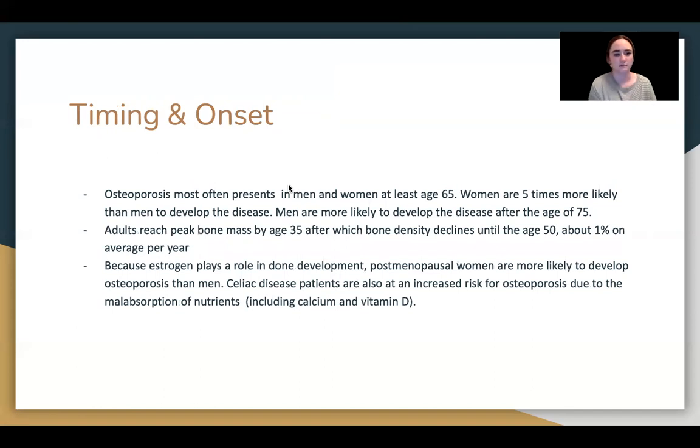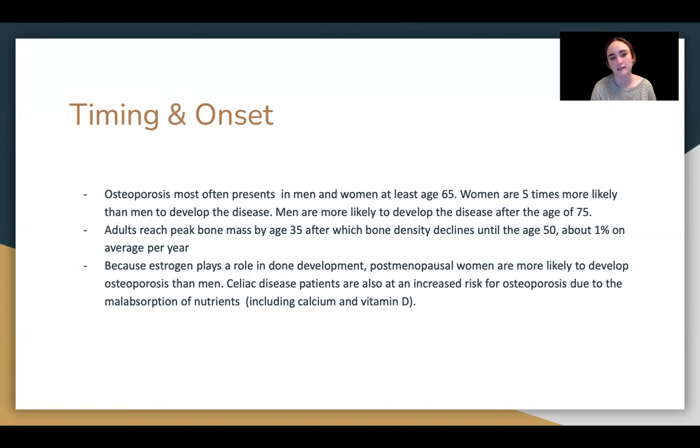Timing and onset. Osteoporosis most often presents in men and women at least age 65. Women are 5 times more likely than men to develop the disease, but men are more likely to develop the disease after the age of 75.